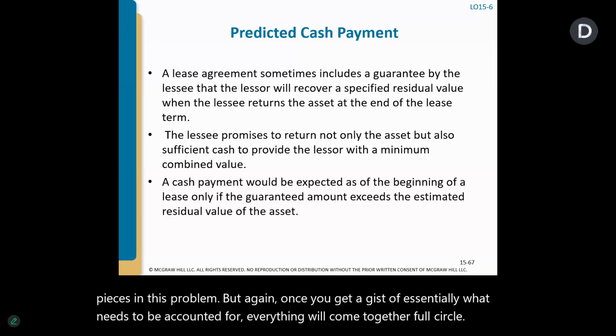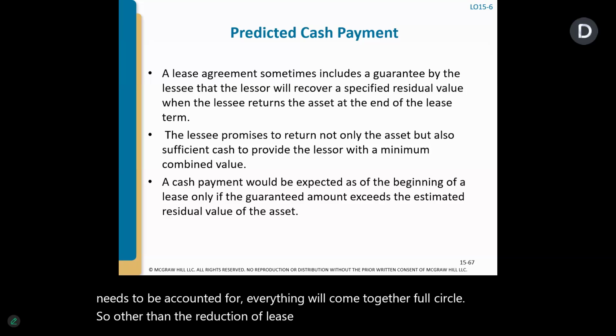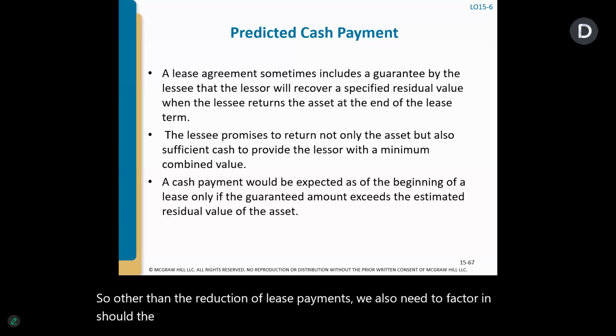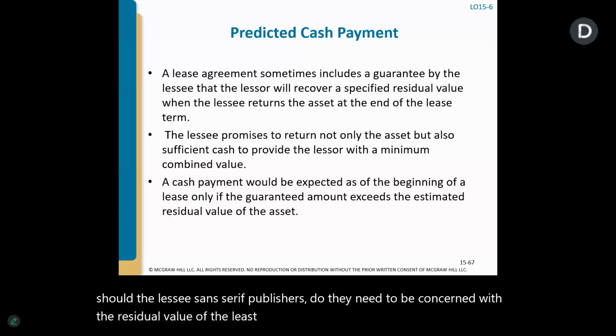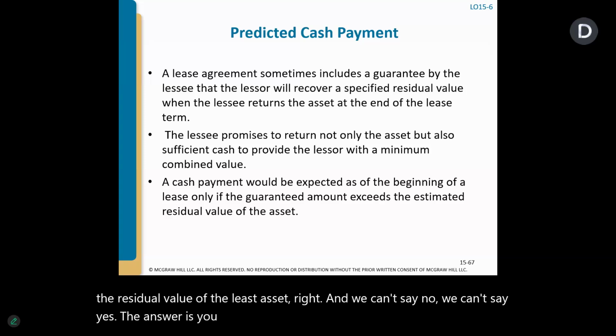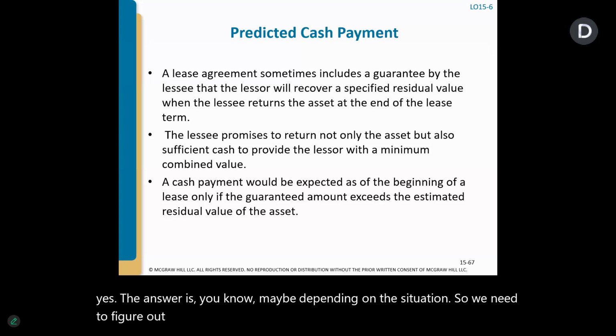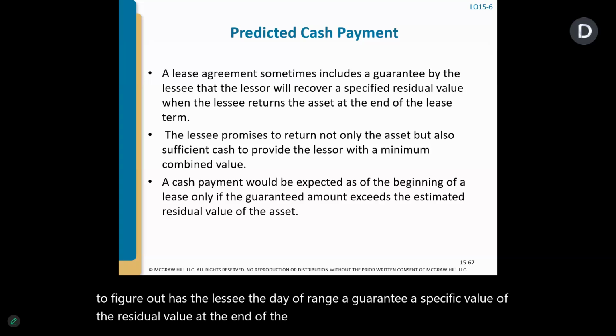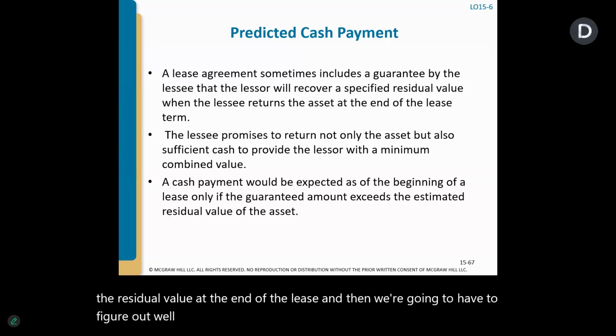So other than the reduction of lease payments, we also need to factor in whether the lessee needs to be concerned with the residual value of the leased asset, right? And we can't say no, we can't say yes. The answer is, maybe, depending on the situation. So we need to figure out, did the lessee arrange a guarantee of a specific residual value at the end of the lease? And then we're going to have to figure out how that value compares to the prediction of its actual value.